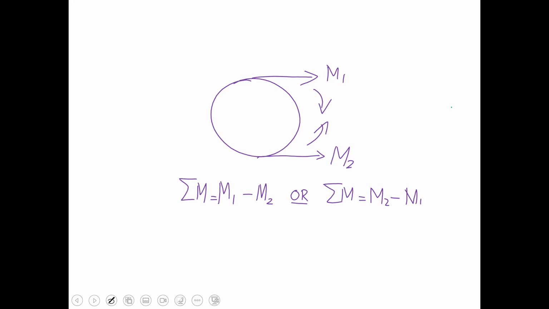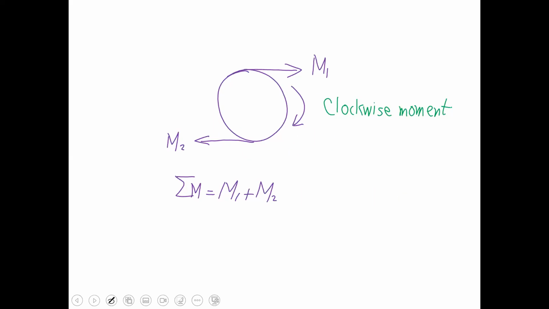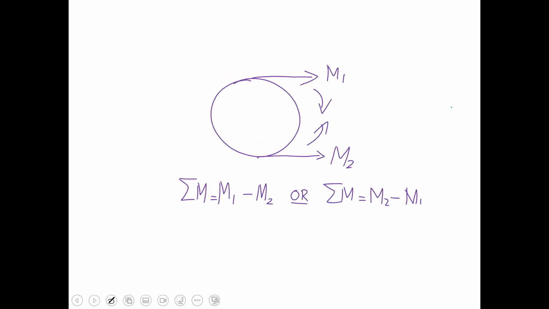Now you can look at this. Now the two moments, M1 and M2, are in opposite directions. The resultant moment is the difference. You have to subtract. Like moments are added, and unlike moments are subtracted. You have to copy this.